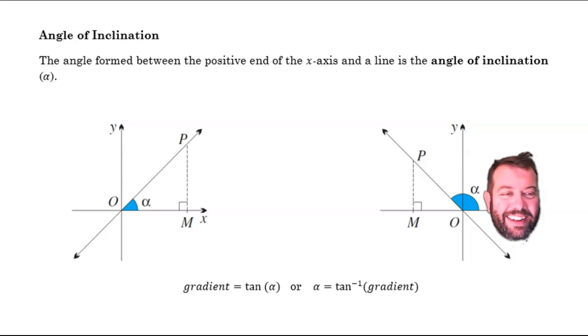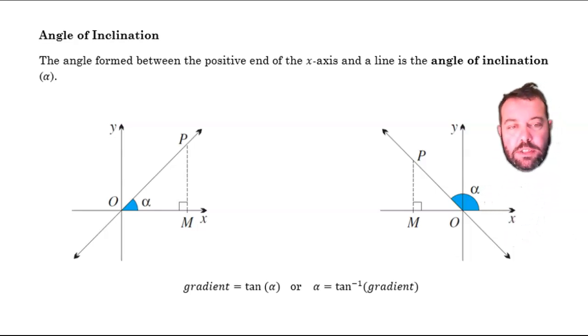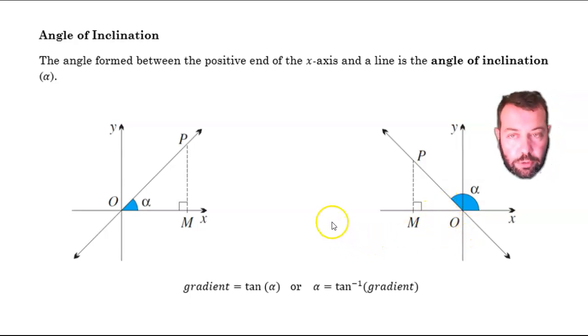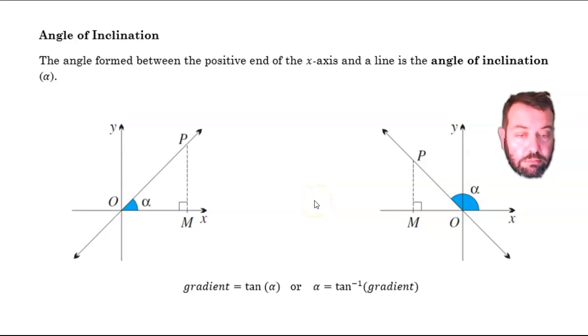Angle of inclination. You can see from these diagrams here, the angle formed from the positive end of the x-axis moving in an anti-clockwise direction until we reach a line passing through the origin. This is our angle of inclination. You can see alpha here. That could also be a reflex angle all the way around here. So the angle of inclination, right?